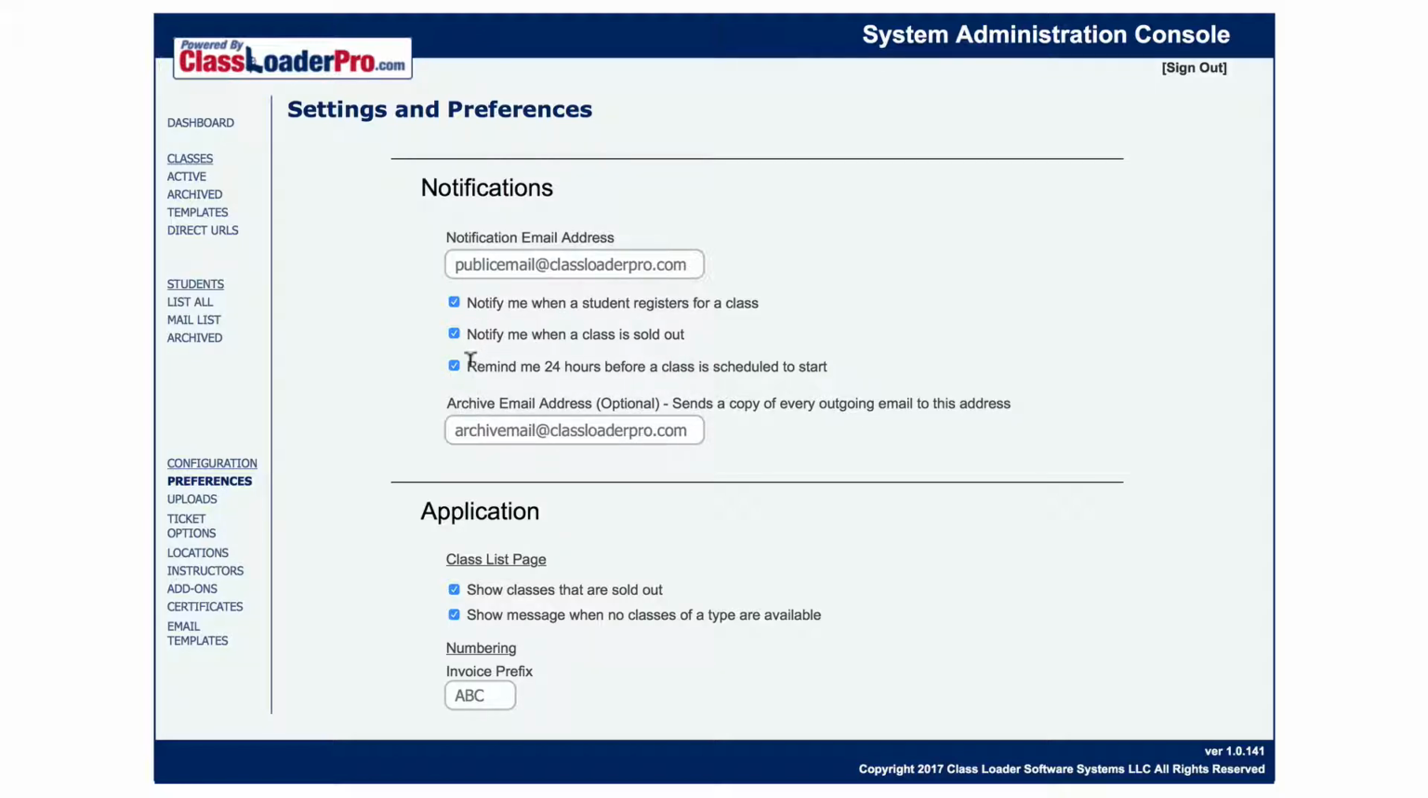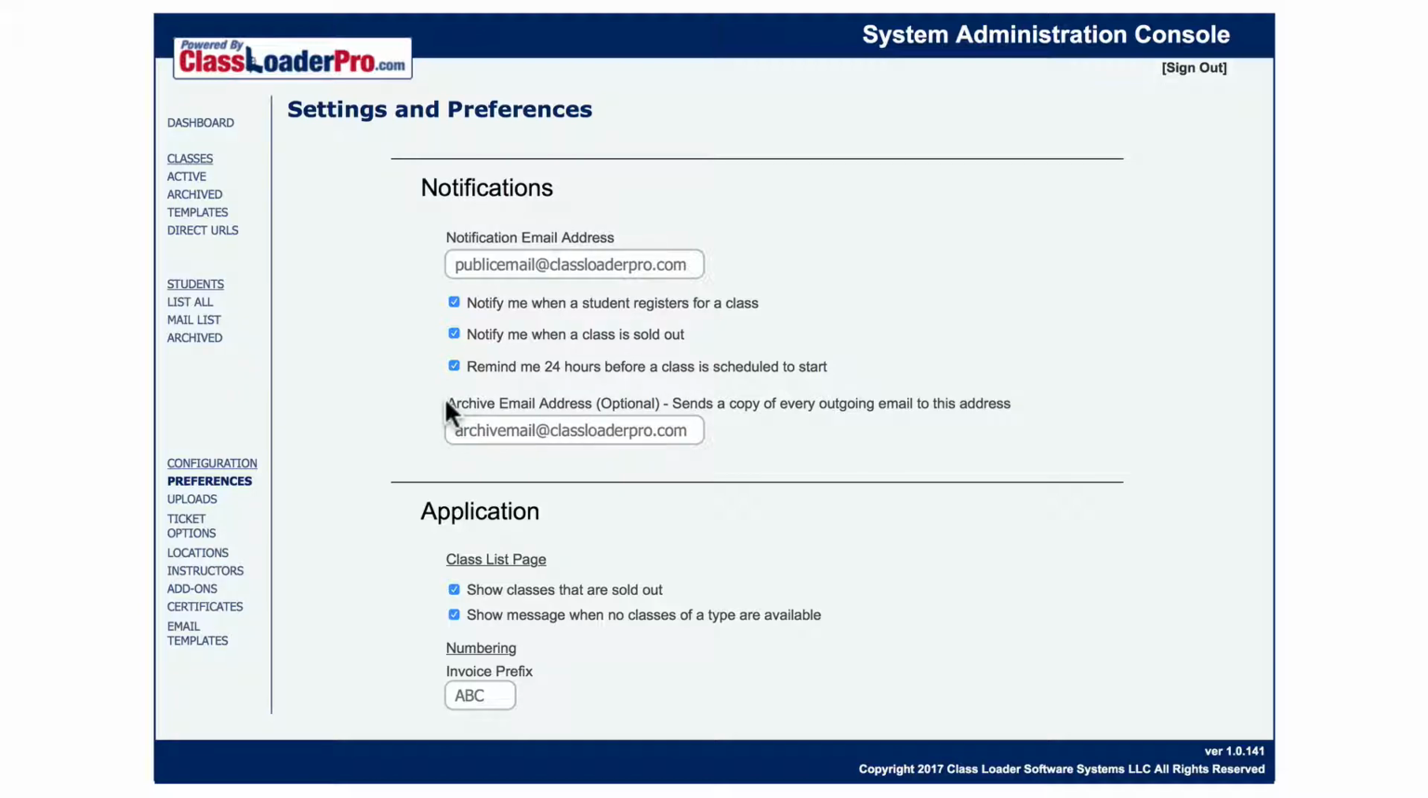Do you want to be reminded 24 hours before the class is scheduled to start? Most people aren't going to need this, but it's up to you. You can get an email and it'll tell you, here's how many people are signed up. Here's a link to the admin page to go print your roster and things like that. And then there's this archive email address.